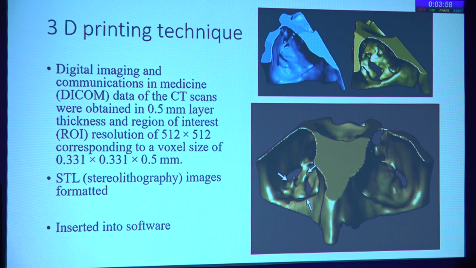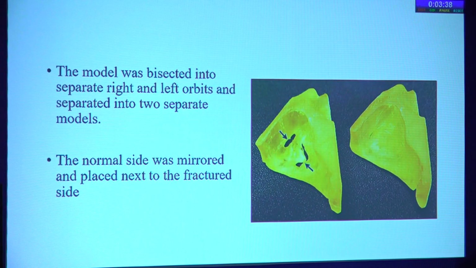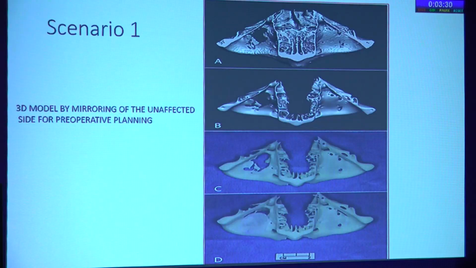So how do we do that? When we get a CT orbit, there is a format called DICOM format, and specifically we have to ask the radiologist for that. With that format, the STL images, the 3D images, are obtained, and the 3D model is designed. So the 3D model is designed like this, and once we get that, we can design our implant and plan the size and exact shape of the implant.